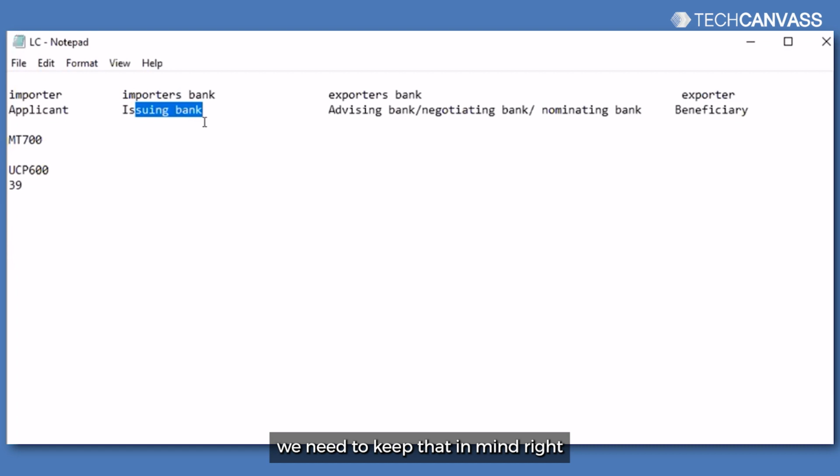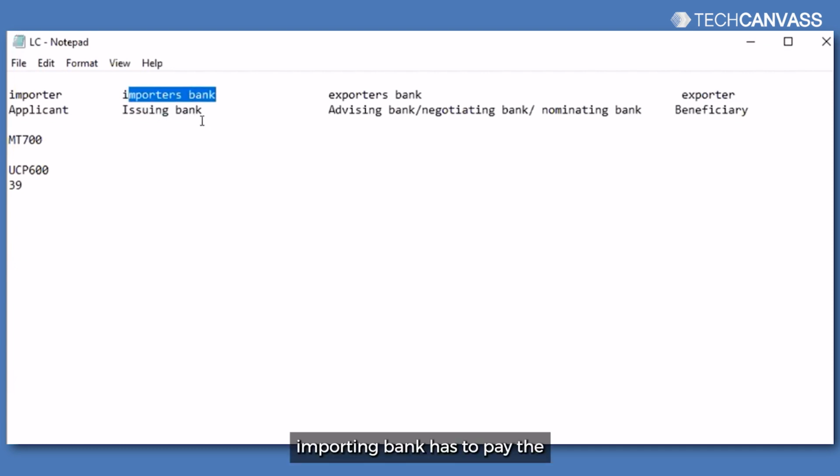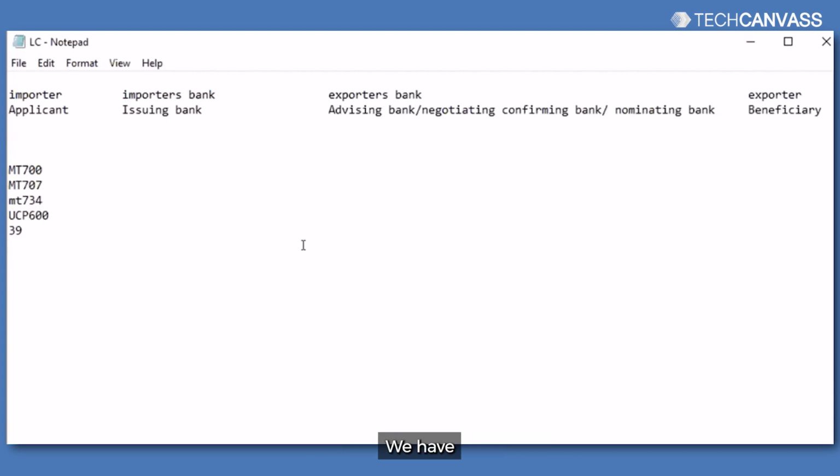We need to keep that in mind, right? If everything is clean, meaning the documents are complying with the letter of credit and the UCP 600, if it is subject to UCP 600, and everything is clean and clear, then the importing bank has to pay the money to the exporter. We have two types of payments in a letter of credit. One is sight, another one is usance.